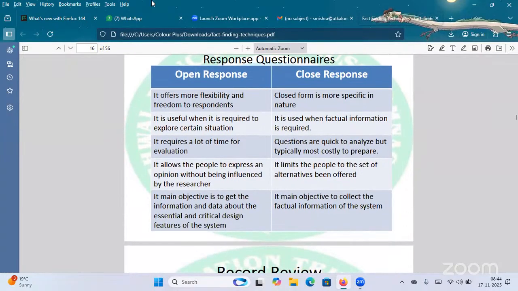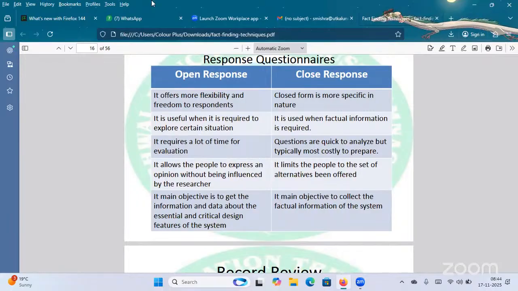So in its main objective, the open response main objective is to get the information data about the essential and critical design features of the system. But in case of closed response, the main objective is to collect the factual information of the system. Clear? So this is about open response and closed response questionnaire.